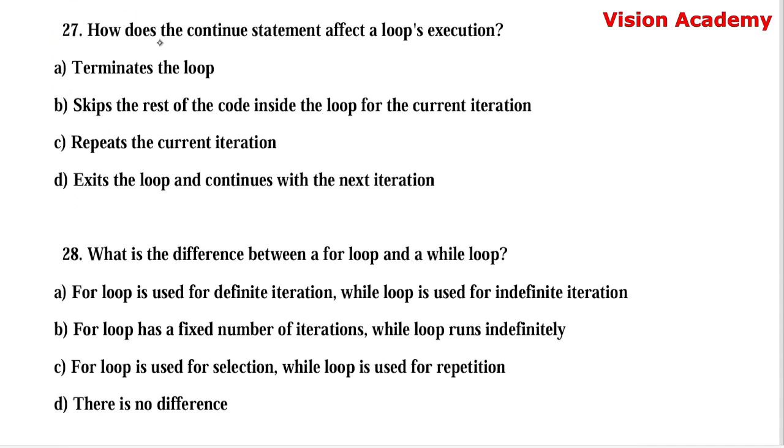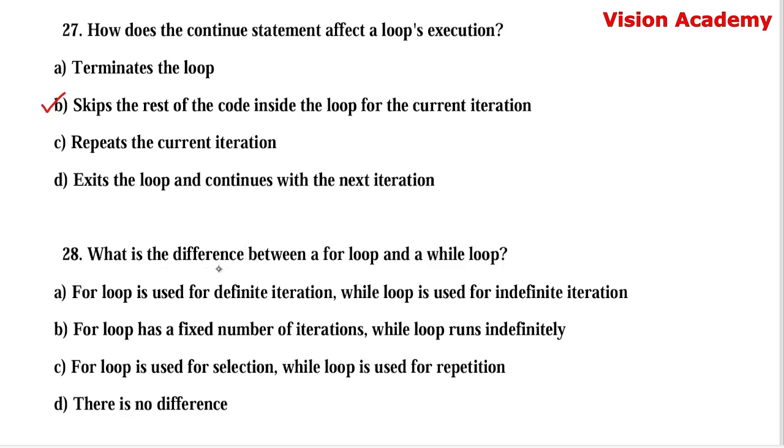Question number 27. How does the continue statement affect a loop's execution? Option A, terminates the loop. B, skips the rest of the code inside the loop for the current iteration. C, repeats the current iteration. D, exits the loop and continues with the next iteration. Here option B, skips the rest of the code inside the loop for the current iteration, is the right answer.